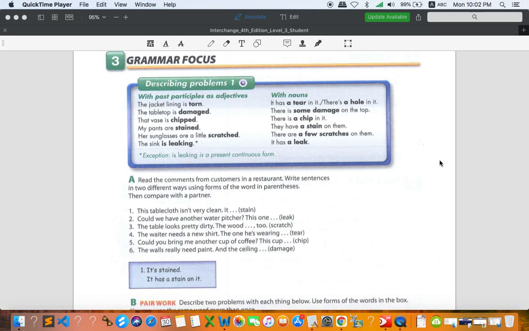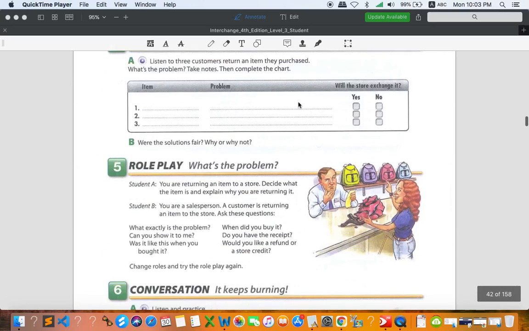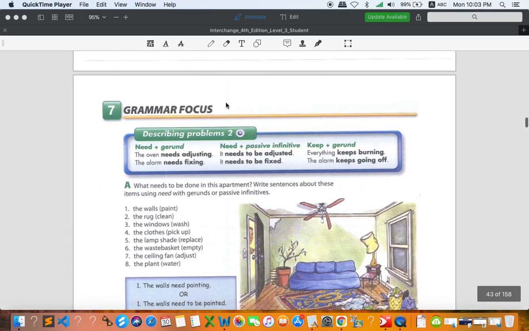Today I would like to explain more about describing problems 1 and problems 2. Okay, so you can see right here, in problem 1 we use the past participle as an adjective and also use nouns to describe. And in activity number 7, we also talk about describing problems 2 as well, but we just need plus gerund, need plus passive infinitive, and keep plus gerund. Okay, so let's get started with all of this for further explanation.